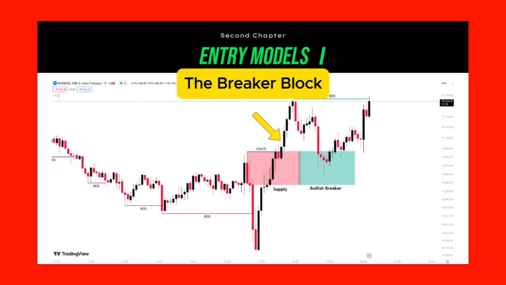So after getting stopped out, the trend reverses, because the market broke the last significant high, essentially changing character to a bullish standpoint. Now we can look for demand zones or fair value gaps. But in this chapter of the video, we are talking about breaker blocks.